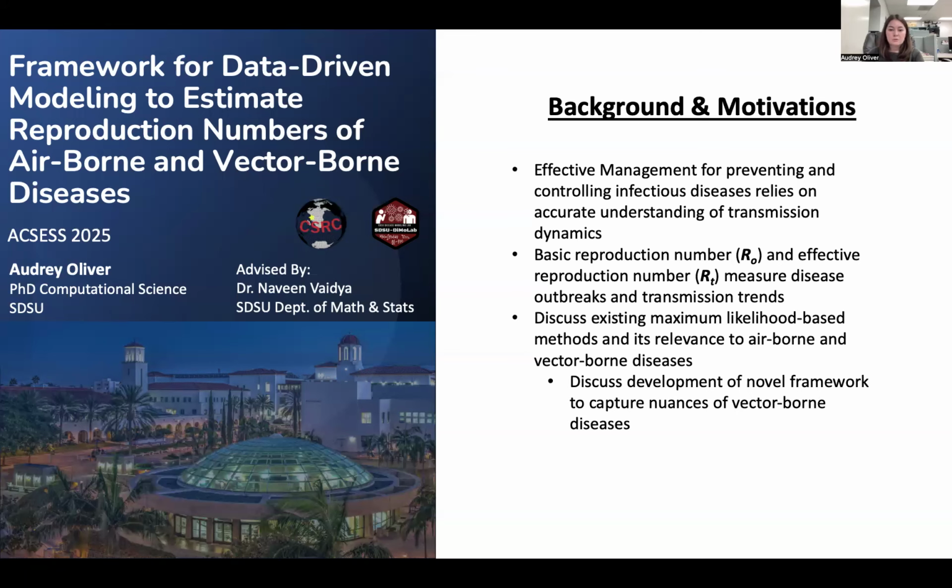In this talk, I will first discuss our employment of maximum likelihood to accurately estimate both the basic and effective reproduction numbers for airborne diseases, and then I will discuss the development of a novel framework for vector-borne diseases.